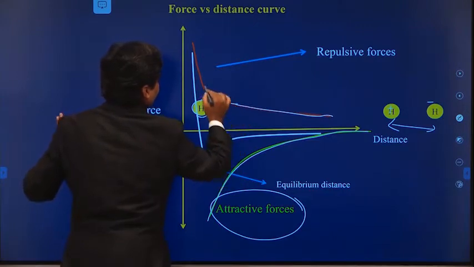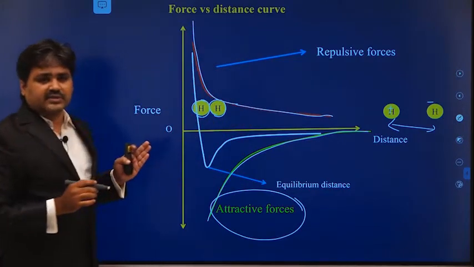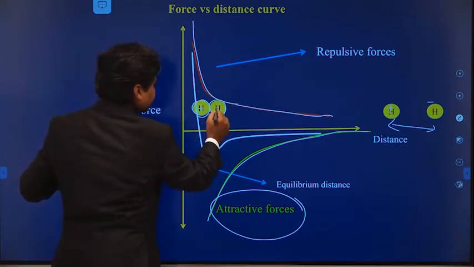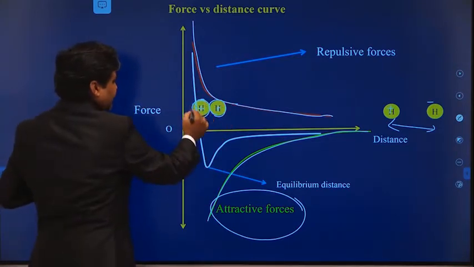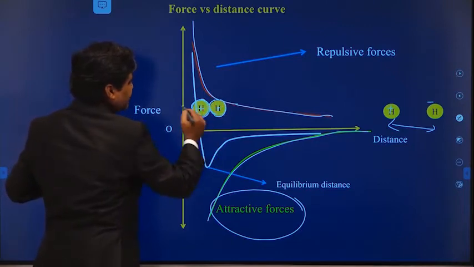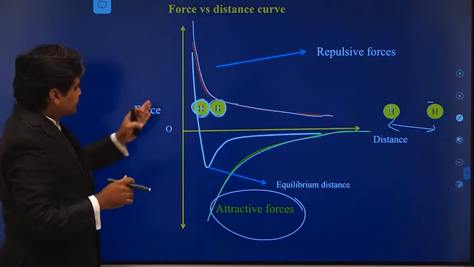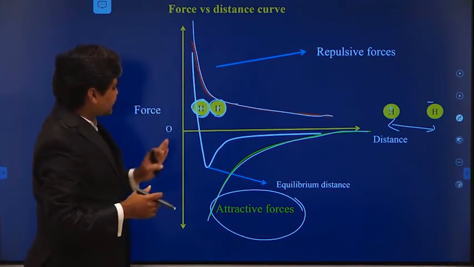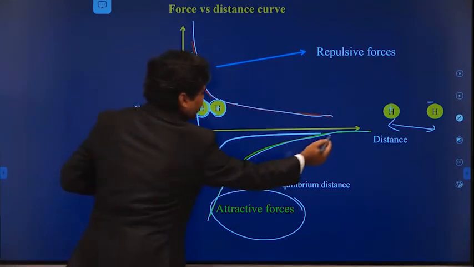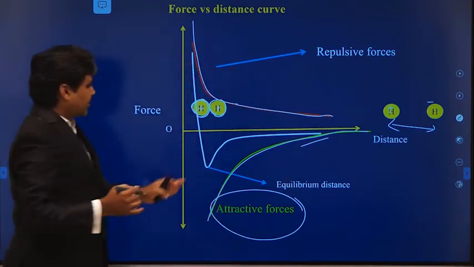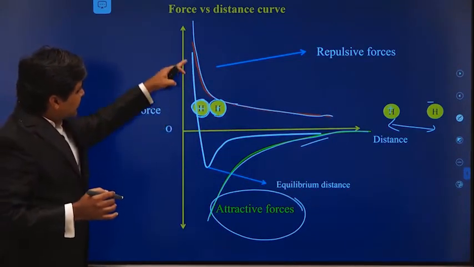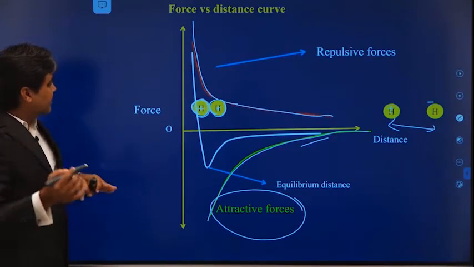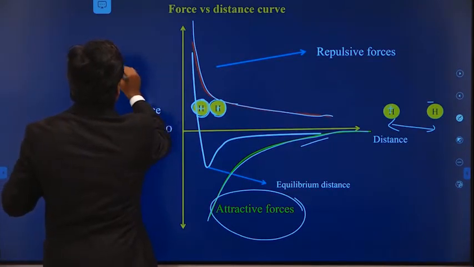When they come close together, there will be a rapid increase in the repulsive force, because this positive charge and this positive charge repel, and this negative electron and this negative electron both repel. So the repulsive force increases and the attractive force also increases. At some point, the repulsive force and the attractive force will balance with each other.